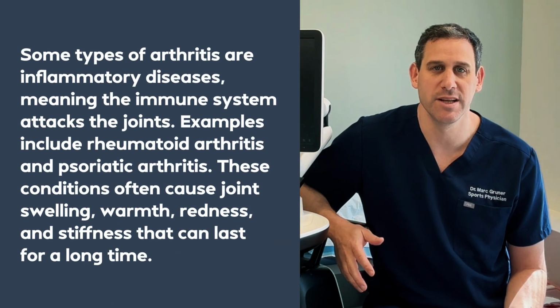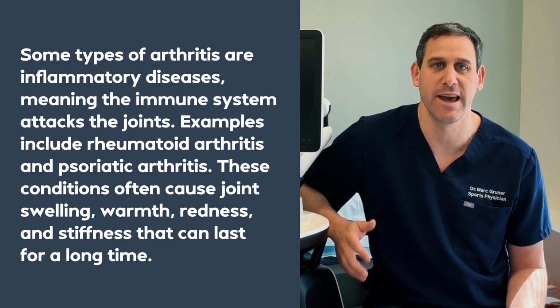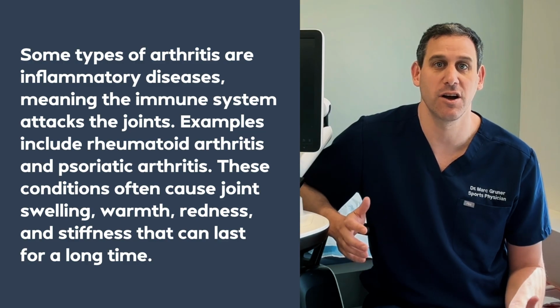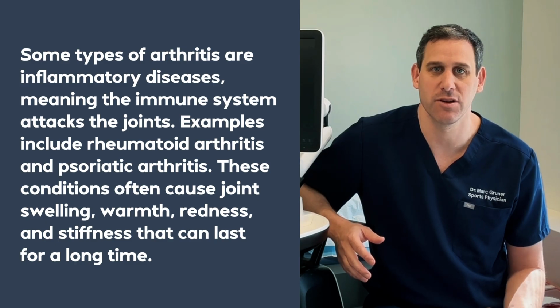Some types of arthritis are inflammatory diseases, meaning the immune system attacks the joints. Examples include rheumatoid arthritis and psoriatic arthritis. These conditions often cause joint swelling, warmth, redness, and stiffness that can last for a long period of time.